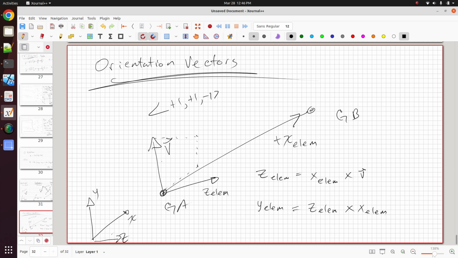You do the cross product between z element and x element, and so then you get the y element axis. And then at this point, we could just ignore the orientation vector. And you'll notice that when you take the cross products like this, we get orthogonal vectors, and this defines the element coordinate system orientation, at least for your CBAR, your CBUSH, and your CBEAM. So that is the orientation vector.